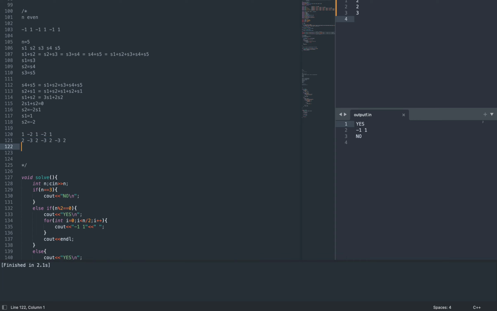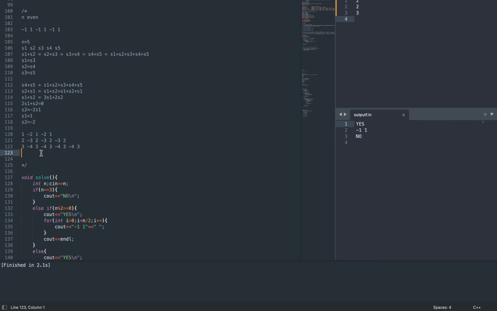Similarly for n is equal to 7 we increase 1 to 2, 2 to 3 and decrease minus 1. So here minus 3, here minus 4. Similarly 3 minus 4 3 minus 4 3 minus 4 and 3. So we generalize this formula. This condition is always true, but whenever n is equal to 3 then the answer does not exist. That's why when n is equal to 3 then print no.